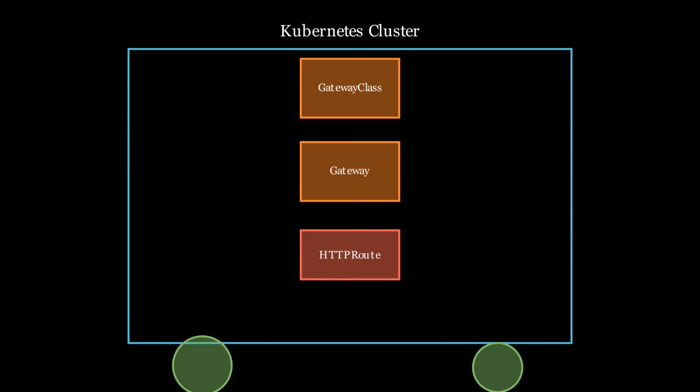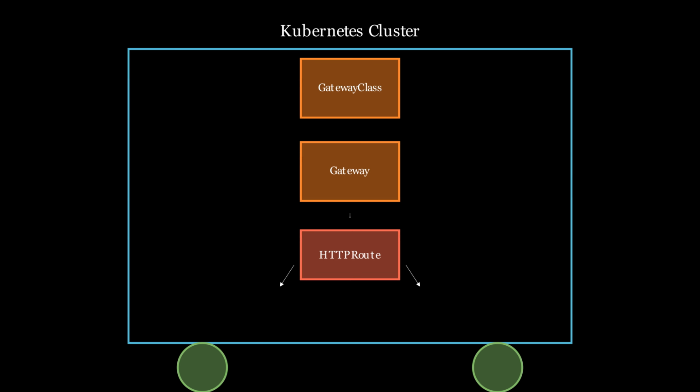At the bottom we have our applications that receive traffic routed through the gateway and HTTPRoute resources. The gateway acts as the traffic entry point, directing requests to the appropriate services based on the routing rules.